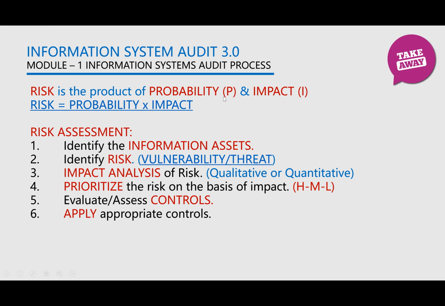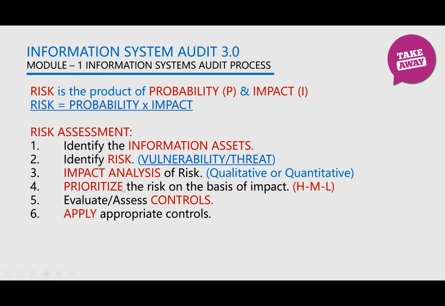Now, finally, the takeaway: risk is the product of probability and impact. Probability is a statistical word meaning likelihood, and impact is basically the magnitude. So remember the formula: risk equals probability times impact. Now, how is risk assessment done? As I said earlier, as an IS auditor, we need to identify the information assets. We need to identify risk. For these assets, what are the vulnerabilities and the possibilities of threats? I need to do impact analysis of the risk, both qualitative and quantitative: if this particular vulnerability is exposed or attacked, what will be the impact on risk to my organization?